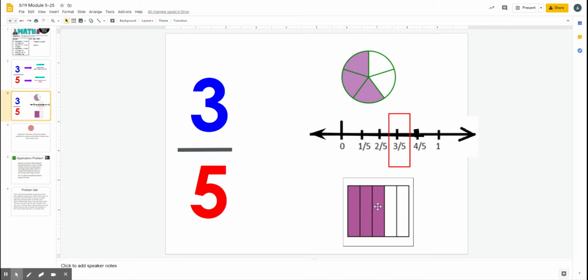Then down here, I have another representation of the fraction 3/5. I have 1, 2, 3 that are shaded, but I have 1, 2, 3, 4, 5 total, for 5 as my denominator, 3 shaded, 3 is the numerator.